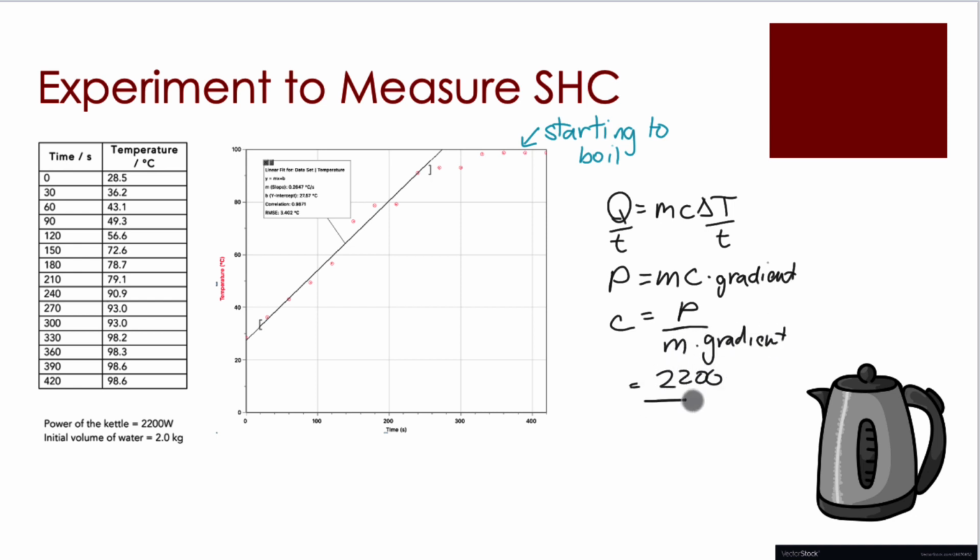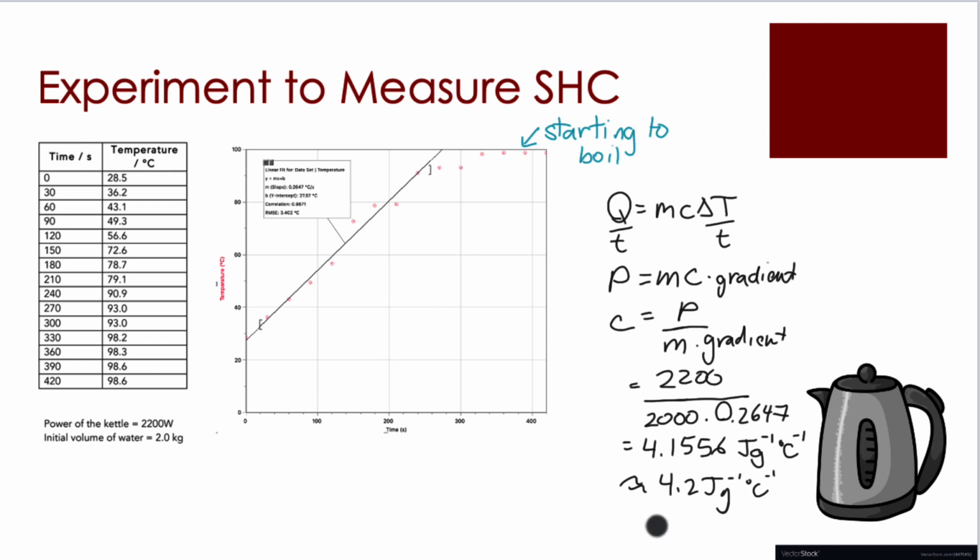2,200 over 2,000. And if you can read it up there, my gradient is 0.2647, giving me a value of 4.1556, and my mass was in grams, and my temperature was in Celsius. And that's pretty close to the real value of 4.186. So again, a pretty good experiment.